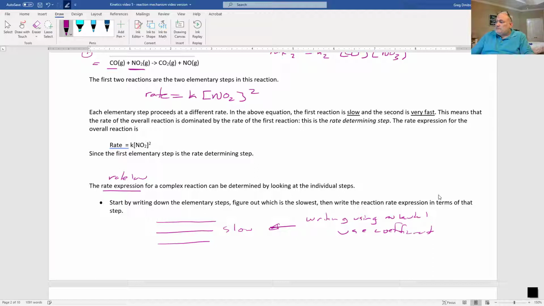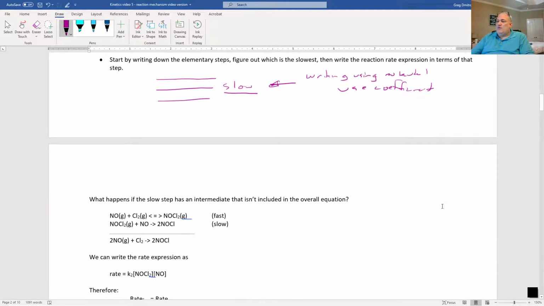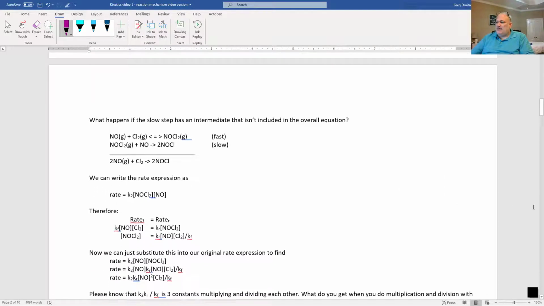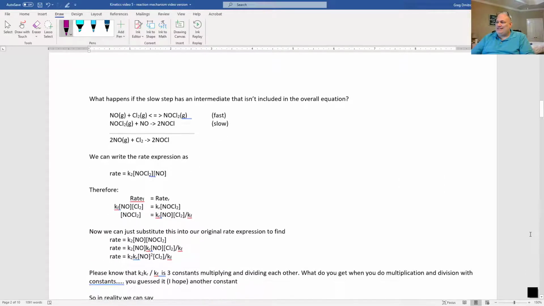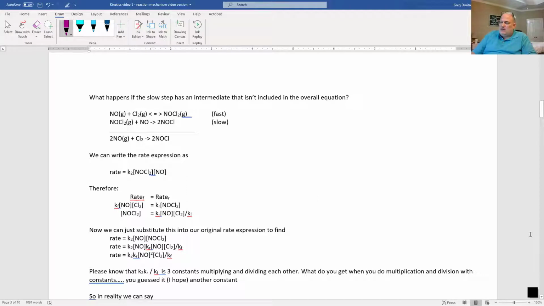So we can then write the reaction rate expression in terms of the slow step. So whatever our slow step is, that's going to be the rate law for the entire equation. But there's a problem. What happens if the slow step has an intermediate that isn't included in the overall reaction? Now we're going to do this together here. So we have 2 equations here, right? We're going to call this equation 1 and we're going to call this equation 2, right?